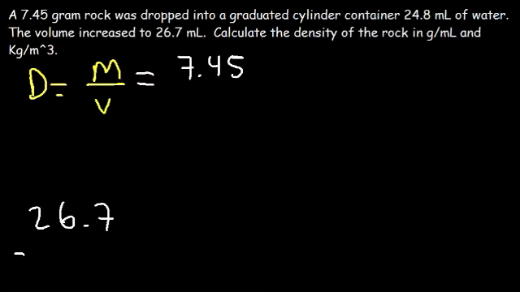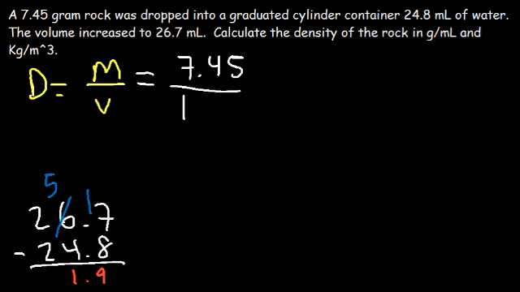26.7 and 24.8, let's do old school subtraction. If we borrow a 1 from the 6, this becomes 5. And we could transfer that 1 to the 7. So 17 minus 8 is 9. And 5 minus 4 is 1. And 2 minus 2 is 0. So it's basically 1.9. So 7.45 divided by 1.9. And that should give us the density.